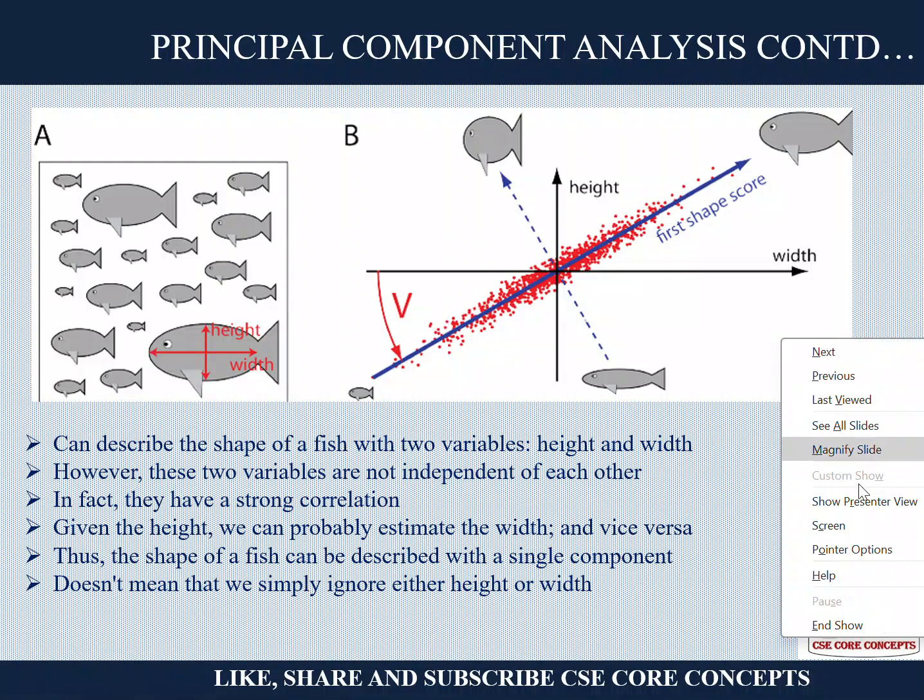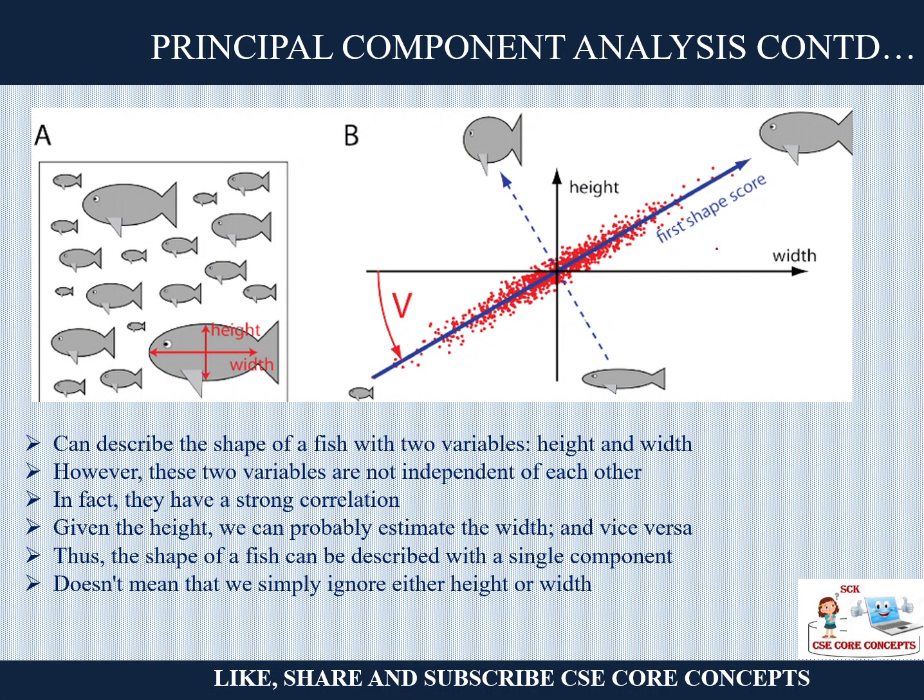Understood? Just a minute. So if the width is increasing and the height is increasing, you can see a bigger fish is there, right? If the width is decreasing and the height is also less, that means they are smaller fishes.